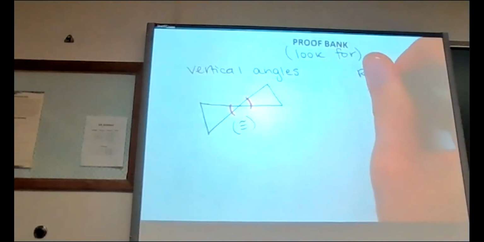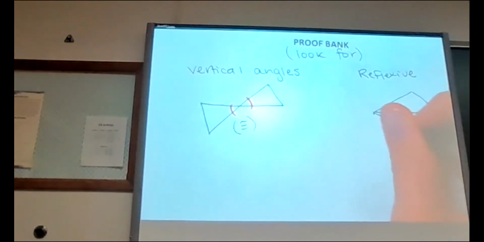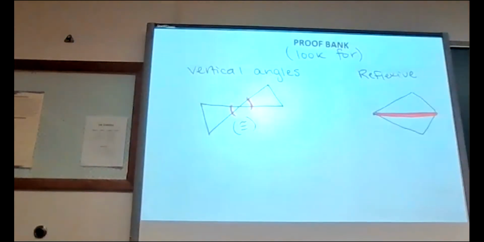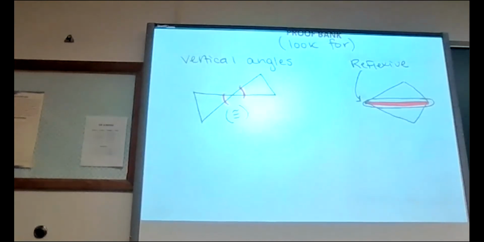Other big one is reflexive property. Many times it looks something like this. Reflexive property. This side in the middle, however you want to write that. If you have just a pencil, circle this side, reflexive property. Okay, something we should be looking for to be able to use in our proof.